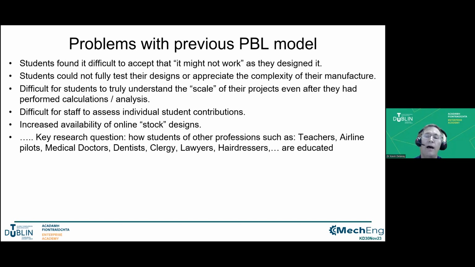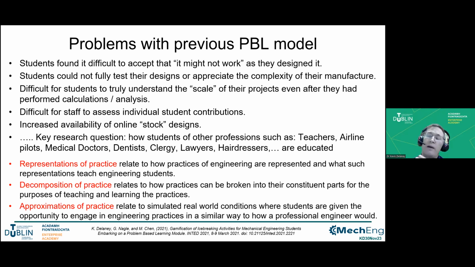So we went back to basics and we said, well, how are other professions actually being educated? We looked at the teachers, the airline pilots, medical doctors, etc. And we started looking at representation of practice. How are practices of engineering represented, and how could we actually teach those practices to our engineers? And we decomposed it right back to the very basic steps that we expect the engineers to have.